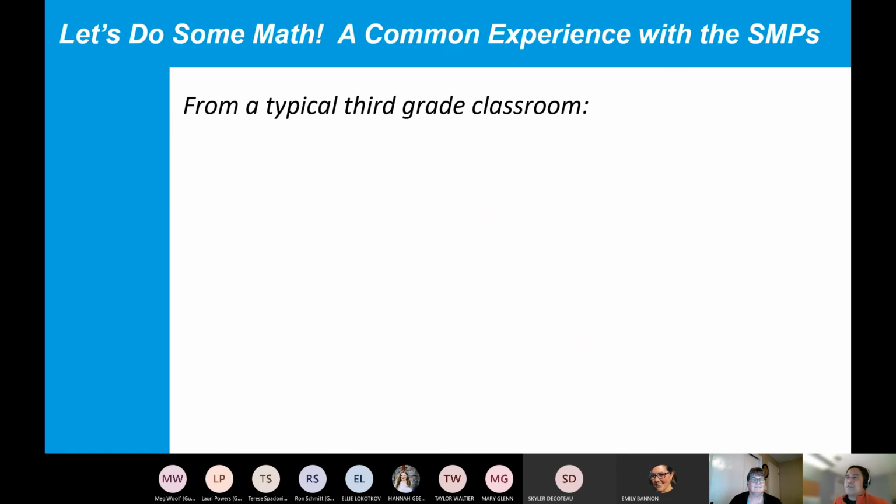But we're going to start by doing some mathematics and give us a shared experience with these standards for mathematical practice. We're going to think about a task from a typical 3rd grade classroom. But again, think about the behaviors and the thinking that's going into this and how it might apply to each and every child, regardless of grade level.